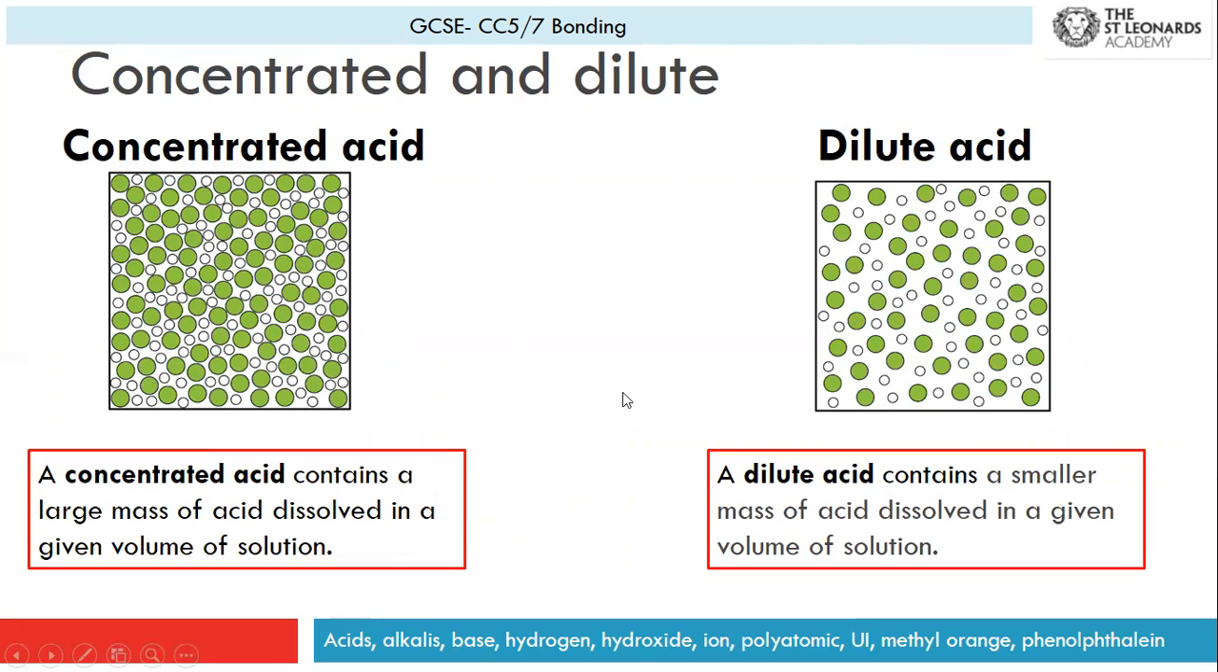Concentrated and dilute. I'm sure you all know this, and you've probably seen an example of this when you've been making squash at home or something like that. A concentrated solution contains a large mass dissolved into a given volume. So a concentrated acid contains a large mass of acid dissolved within a given volume of a solution. Dilute acid contains a smaller mass of the acid dissolved in a given volume of solution.